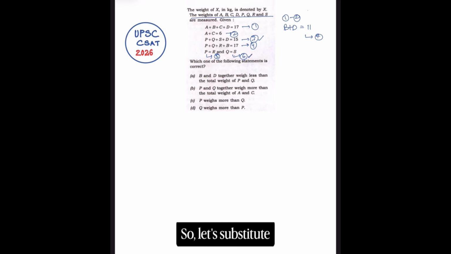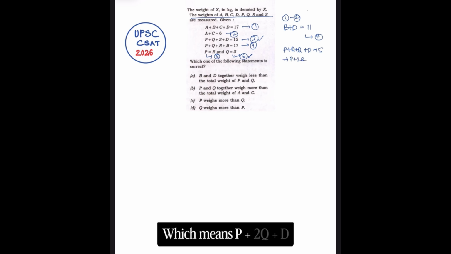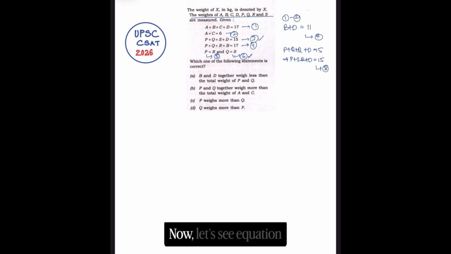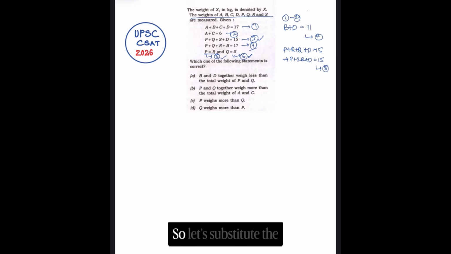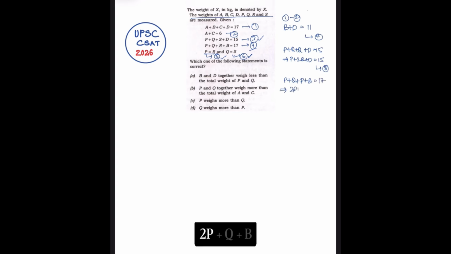So let's substitute this value into equation 3. So P plus Q plus D is equal to 15, which means P plus 2Q plus D is equal to 15. Let this be equation 8. Now let's see equation 4 and equation 5. According to 5, P is equal to R. So let's substitute the value of R in equation 4. So P plus Q plus P plus B is equal to 17. This means 2P plus Q plus B is equal to 17. Let this be equation 9.